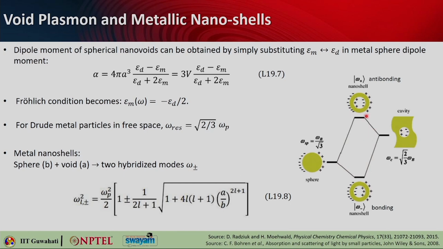Void plasmons are this one. Nano shells, if you remember from the initial lectures, were the ones having the largest tunability. So, depending on your application, you are able to design nano shells that can give you that particular resonance at that particular operating wavelength, okay.